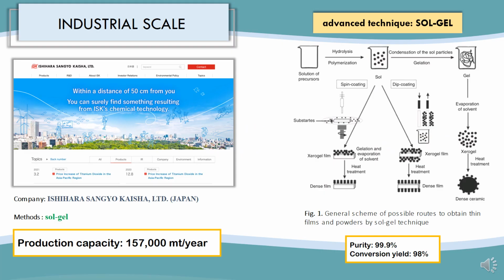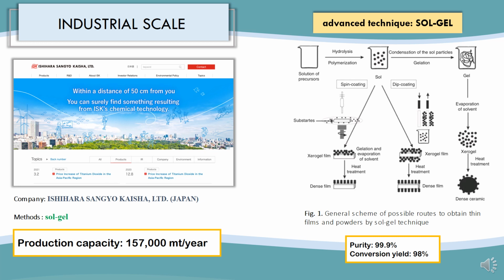And the industrial scale. Several industries produce titanium dioxide. Here is one of them and the technology used to scale up the production of titanium dioxide. Here is a company in Japan. They have used advanced sol-gel technologies to produce titanium dioxide on a large scale. The production capacity of titanium dioxide is around 157,000 metric tons per year.